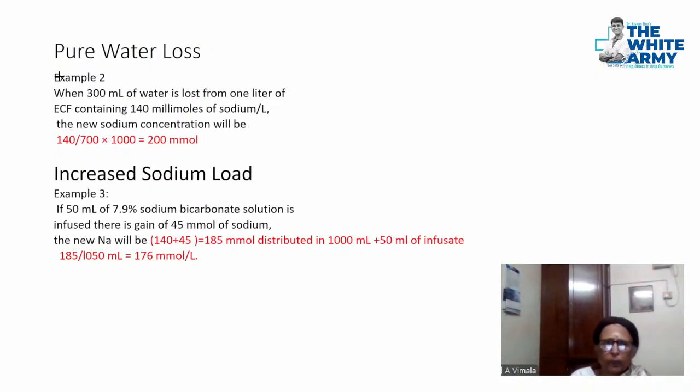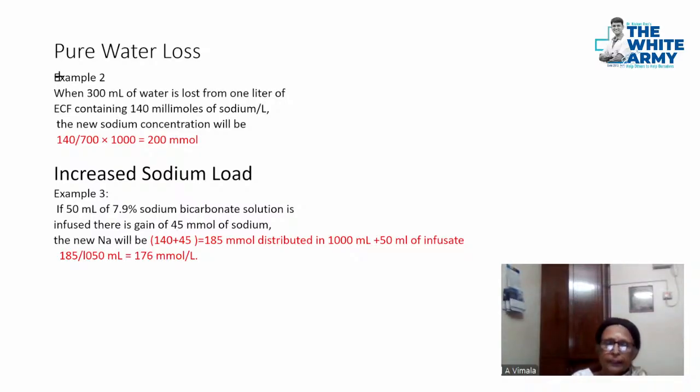Example 2 is pure water loss. When 300 ml of water is lost from 1 liter of ECF, which contains 140 millimoles of sodium, there is no sodium in the fluid that is lost. The sodium will be 140 by 700, that will become 200. So here, the fluid that is lost does not contain sodium, but the water that is lost increases the concentration of sodium, giving rise to hypernatremia.